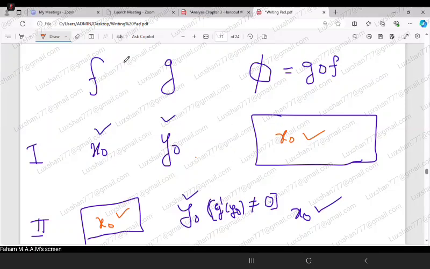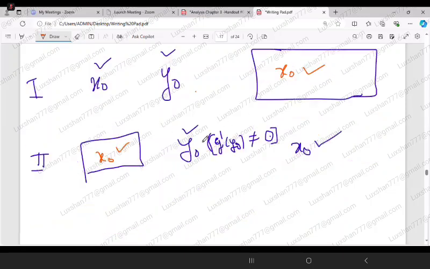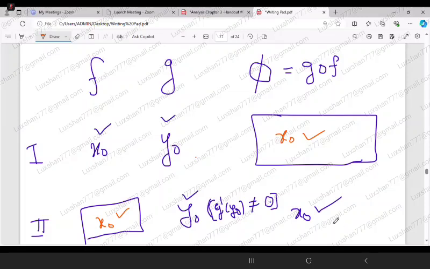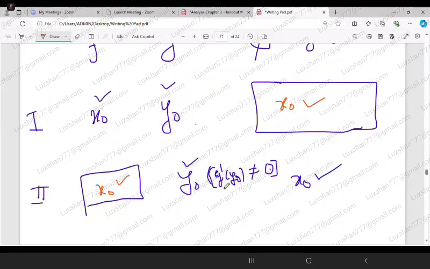The first one, we assume f and g are differentiable. f is differentiable at x naught, g is differentiable at y naught. Then this function phi will be differentiable at x naught. The second situation we are taking, phi is differentiable at x naught. The composition function is differentiable at x naught, g is also differentiable at y naught, and also g dash y naught is not equal to 0. Then f is differentiable at x naught.